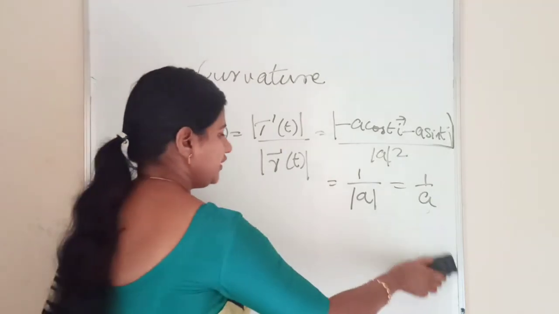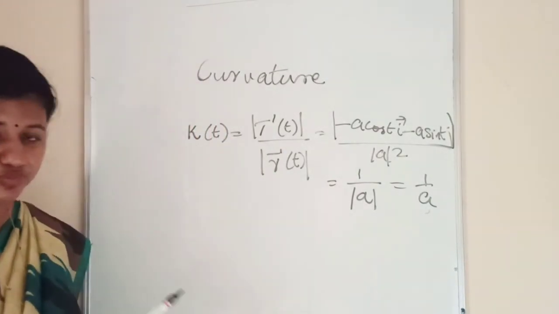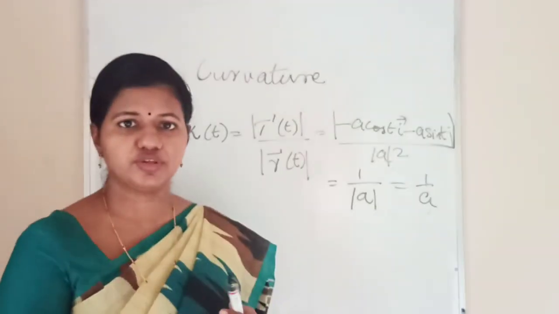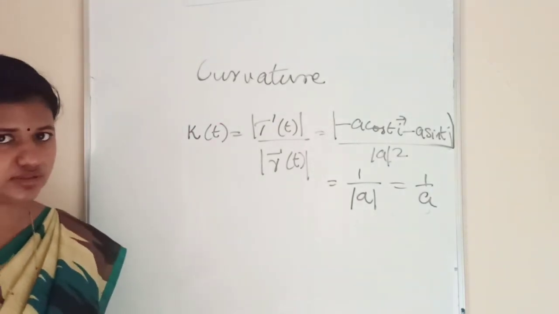That means we know that for bigger circles we have smaller curvature, and for small circles we have bigger curvature.